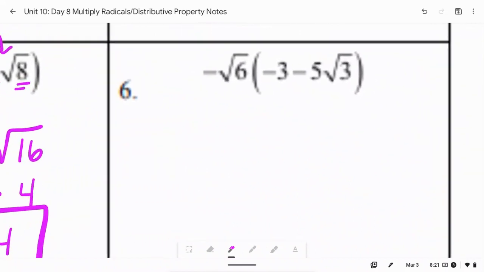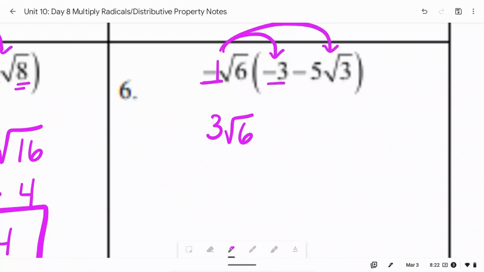In example 6, there is technically a -1 in front of the square root of 6. So when I go to distribute, I'm going to multiply the -1 and the -3 together, since those are the numbers that are outside of the radical. So I would get +3 and then just bring a square root 6 down with that. Then when I go to distribute here, I'm going to multiply outside number times outside number. So -1 times -5 is +5. And then inside number times inside number, I get square root 18.